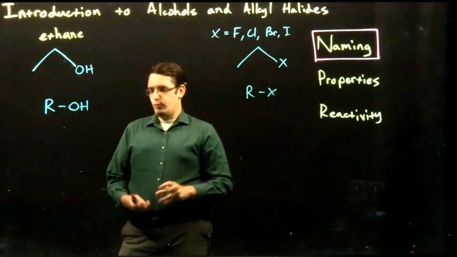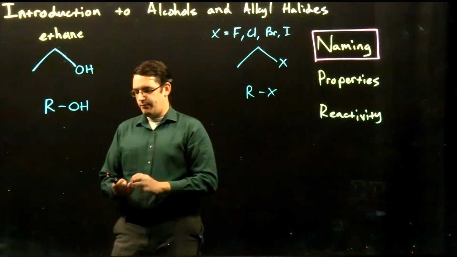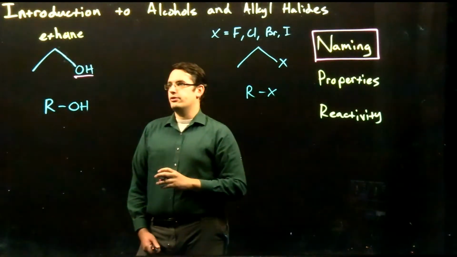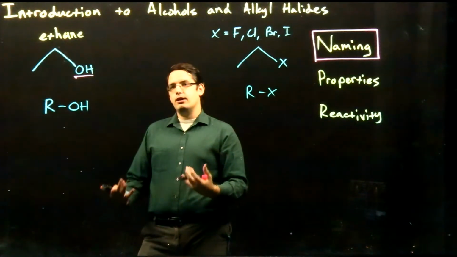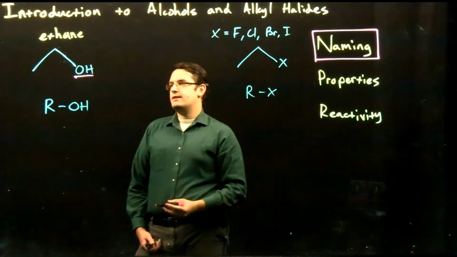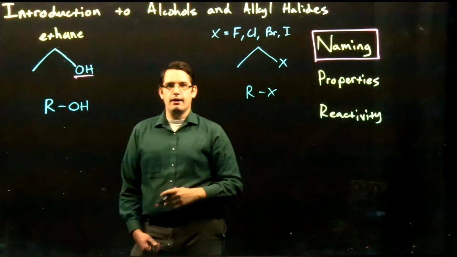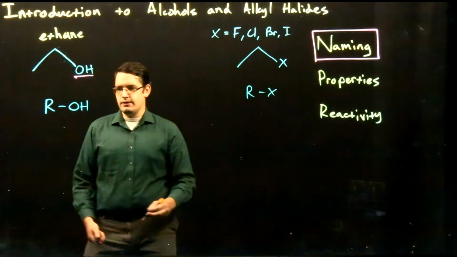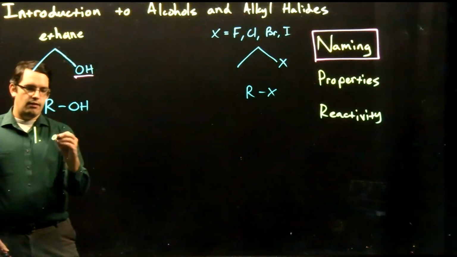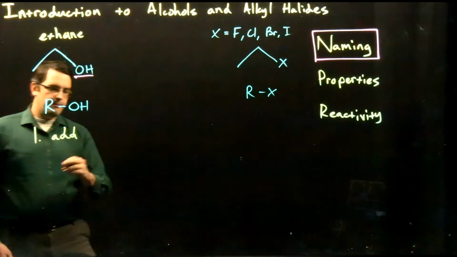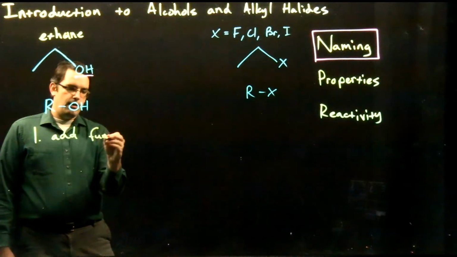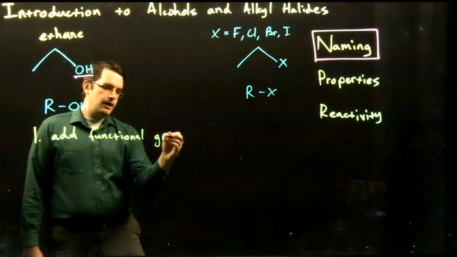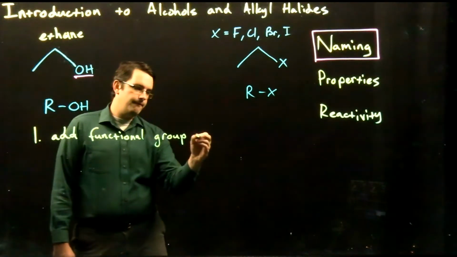Now in this case, we don't have just two carbons, right? We have two carbons, but then we also have our alcohol functional group. So we need to add something new onto our name in order to tell us that we have a functional group here instead of just 2 carbons. So what we're going to do first is we're going to add a functional group name in the form of a suffix to tell us what functional group we have.